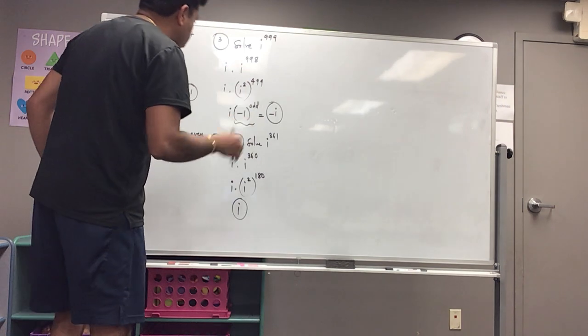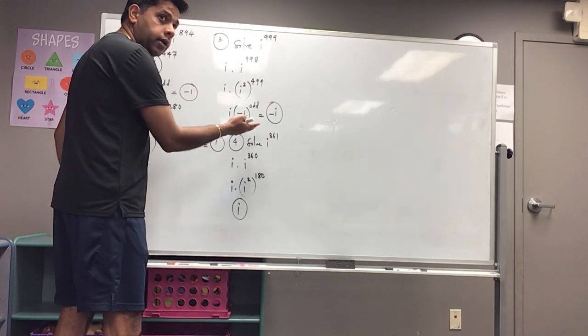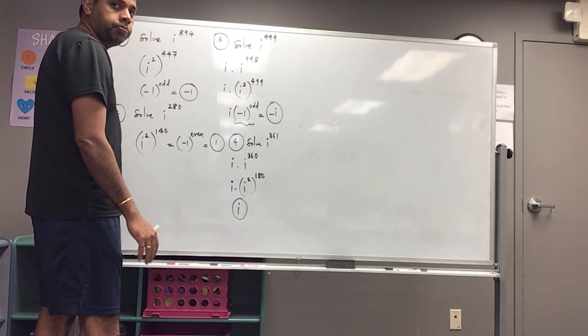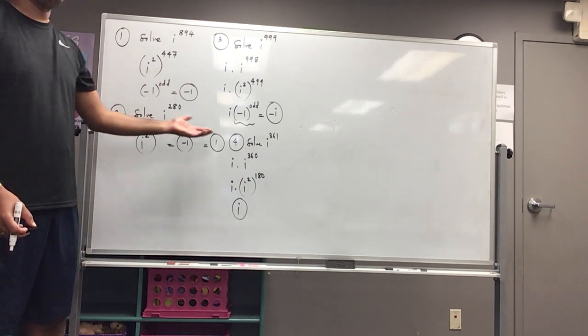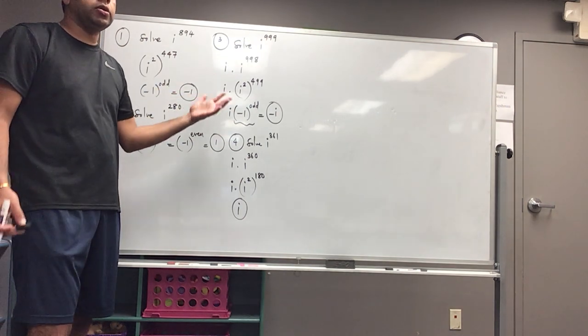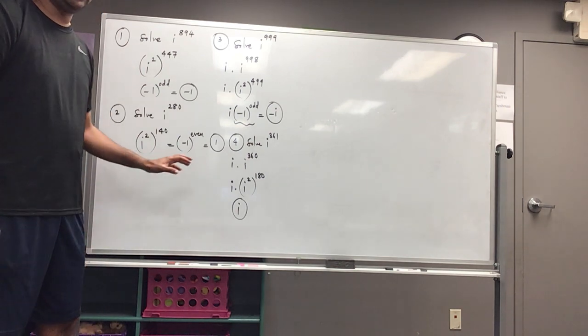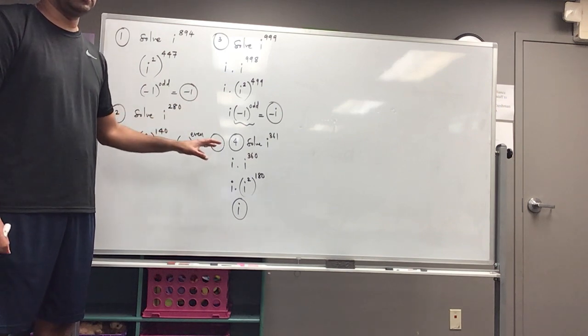So you can have 4 different type of answers. 1, negative 1, i, negative i. These are the 4 common answers. 4 answers possible. How do you practice it? Pick your own number as an exponent, practice it 10 times, and you'll never forget this. Make sense? Anybody, any questions on this?